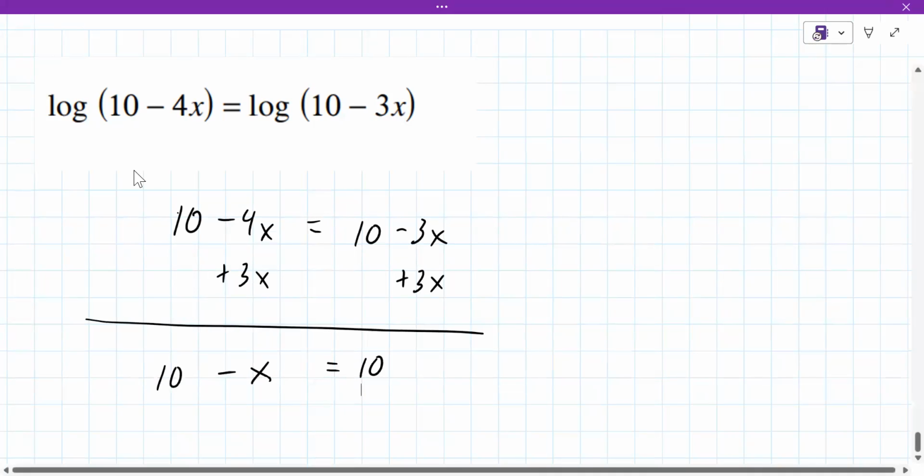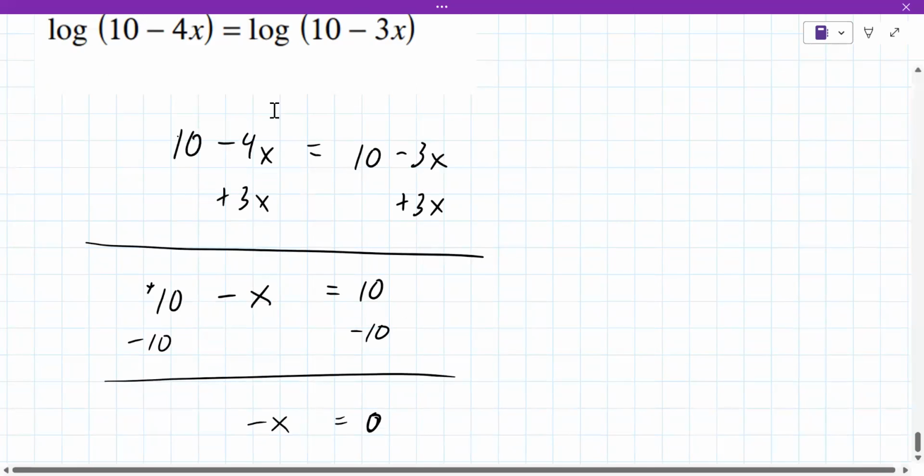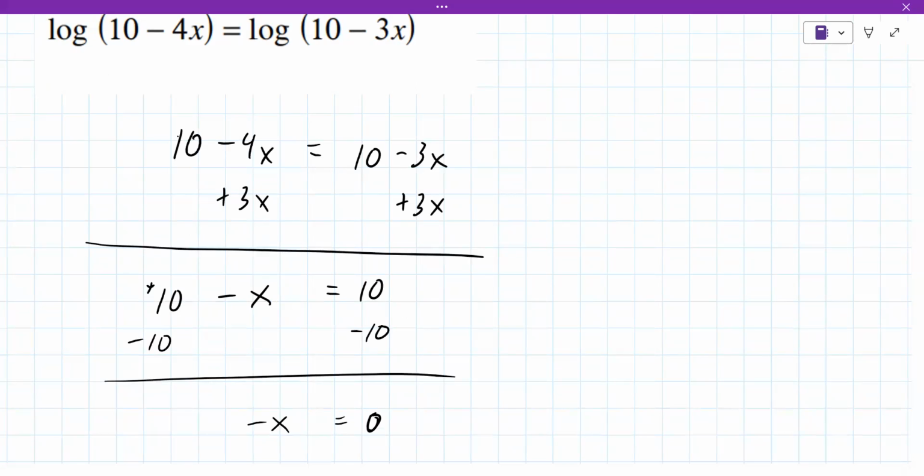Good. Now the 10 over here is positive. Remember the sign, the operator comes to the right. This is positive, although not written. So how do you undo plus 10? Subtract 10. So you have negative x equals 0, which is fine. Maybe you don't like it, but it's okay.